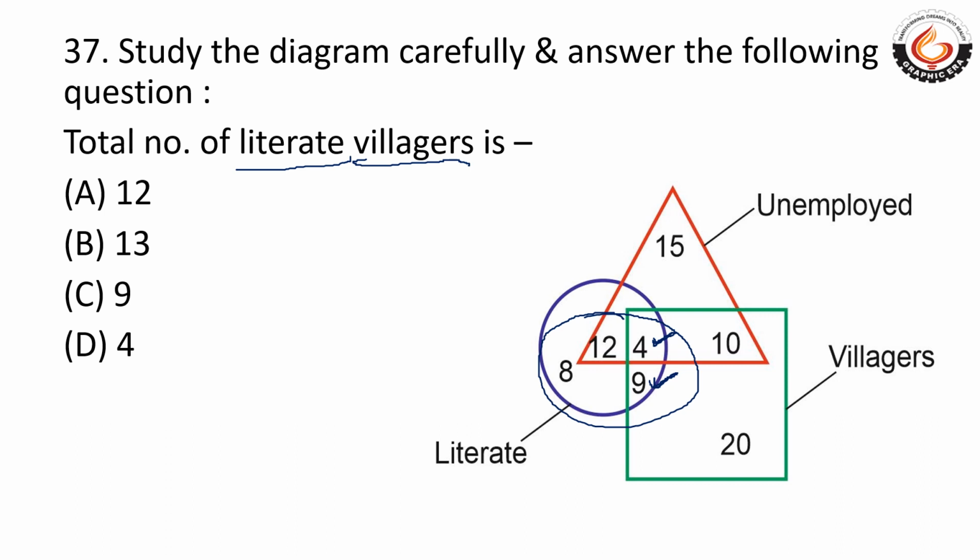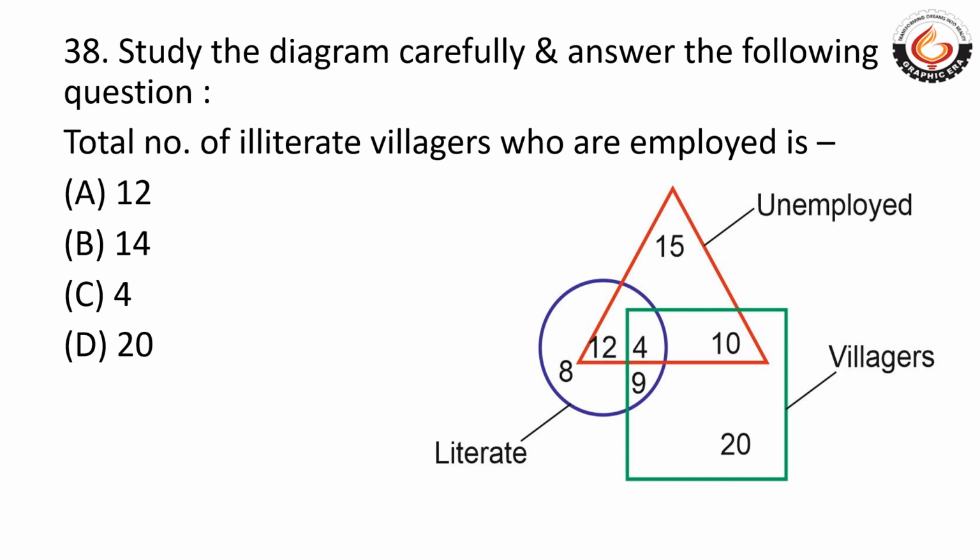When they say total number of literate villagers only, then you may say it as 9. But when they have not talked about unemployed or employed, you will give the sum of 4 and 9, and the answer will be 13 now, not 9. Did you get it? Because 4 is also a literate villager, 9 is also a literate villager. The total will be 13.